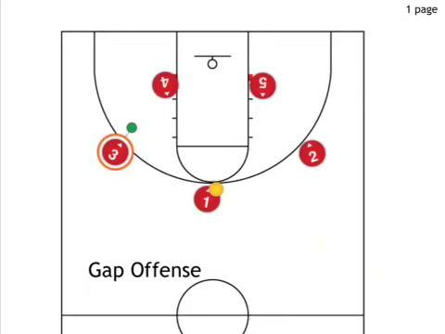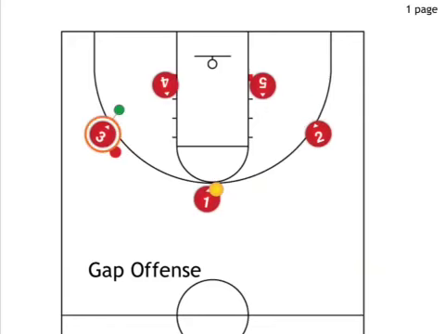And actually we want our wing players, 2 and 3, to be wide, but also just below the free throw line a bit. 1 is at the point.